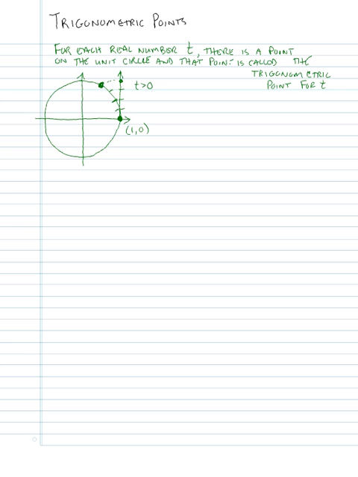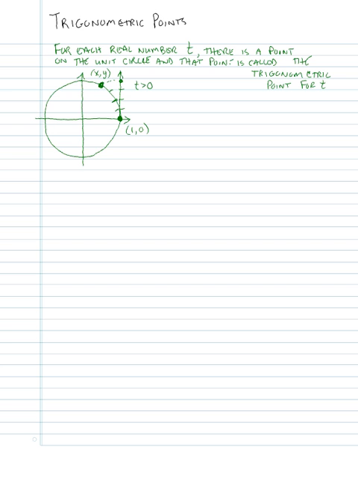Okay, so all we've really done is measure t units along the circle. That's what we've actually accomplished. Now let's suppose the coordinates of this point are x, y. That point is the trigonometric point for the real number t.